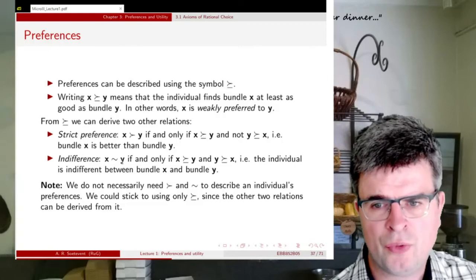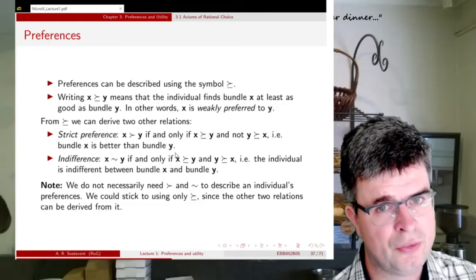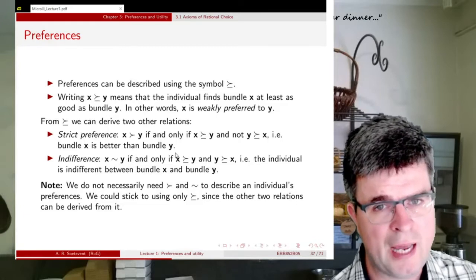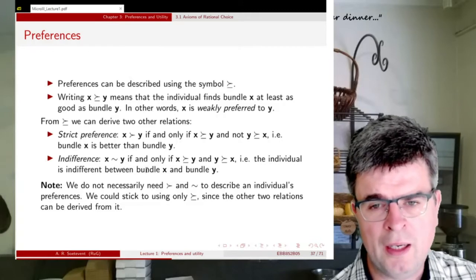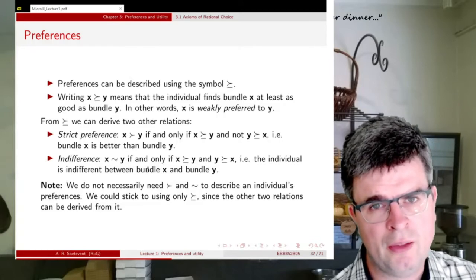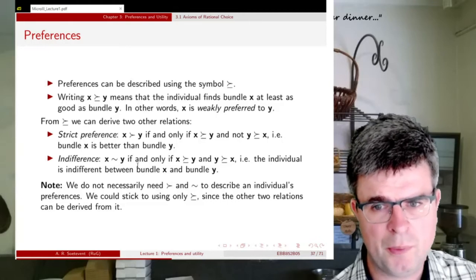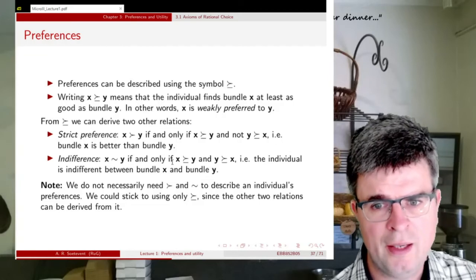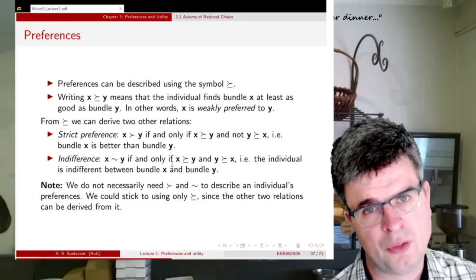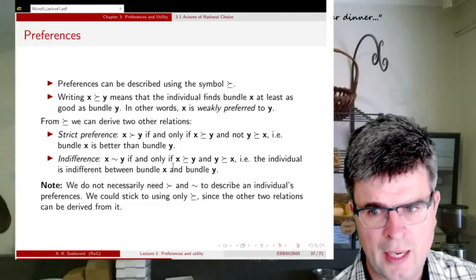Also, we have a third relation called indifference. The individual is indifferent between 2 consumption bundles, X and Y, which is denoted in this way, and can also be defined in terms of the more basic weak preference relation. Because a person is called indifferent between 2 bundles X and Y if he weakly prefers X over Y and at the same time weakly prefers Y over X.